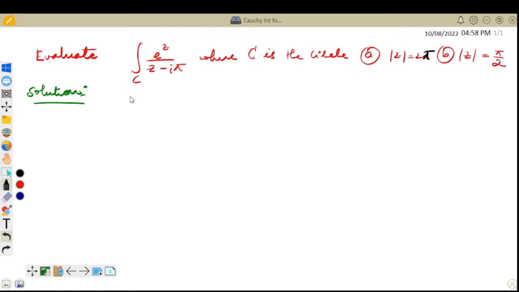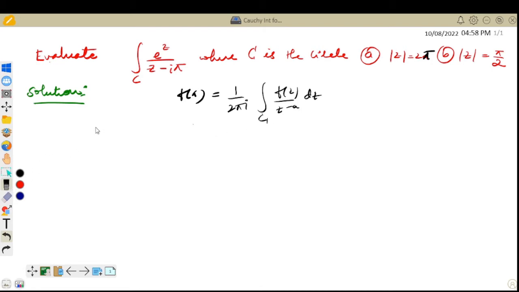What is Cauchy integral formula? You people already have it here. If f(z) is analytic inside and on the simple closed curve C and a is any point within it, then f(a) is equal to 1 by 2 pi i integration of f(z) divided by z minus a dz over the curve C.